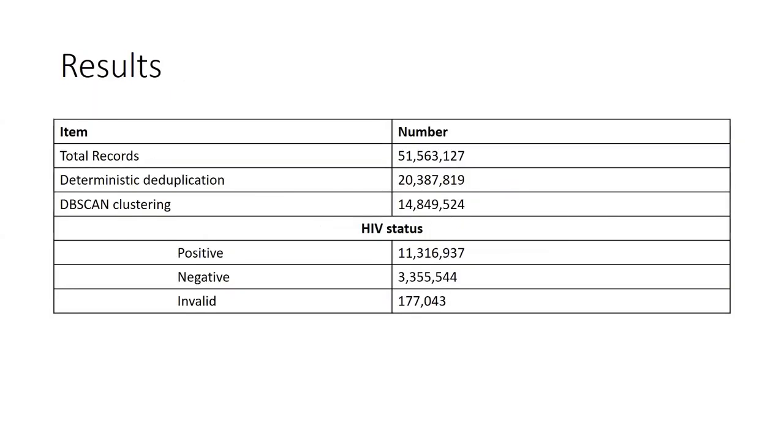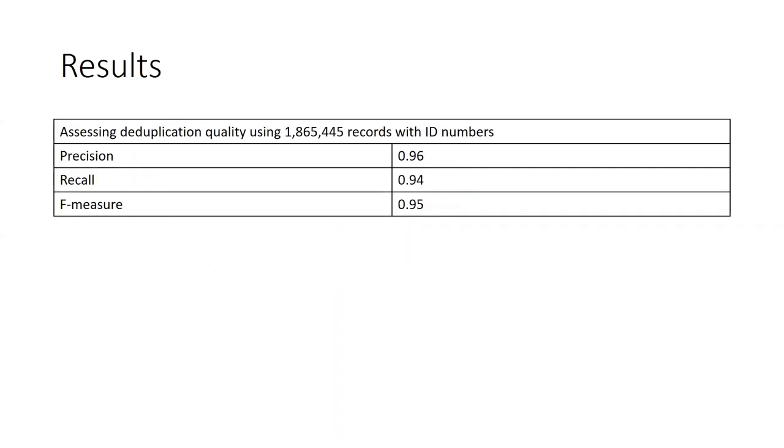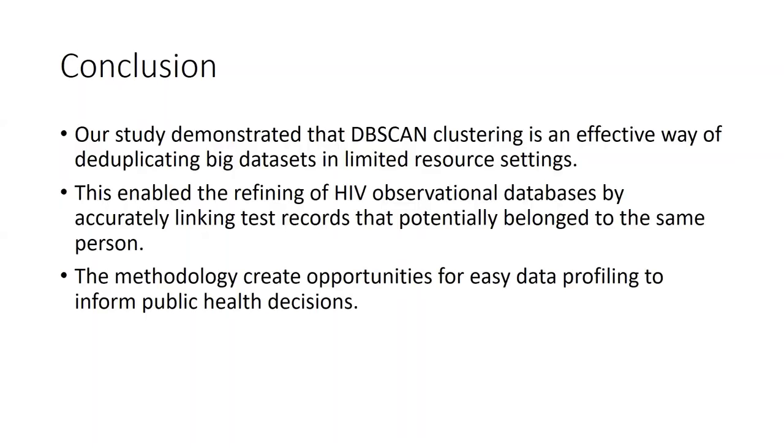We had a total of 51 million records. The deterministic deduplication resulted in 20 million. It's still big data. And then DBSCAN clustering resulted in 14 million. So assessing the deduplication quality using records with ID numbers, we achieved a precision of 0.96, a recall of 0.94, and an F measure of 0.95.